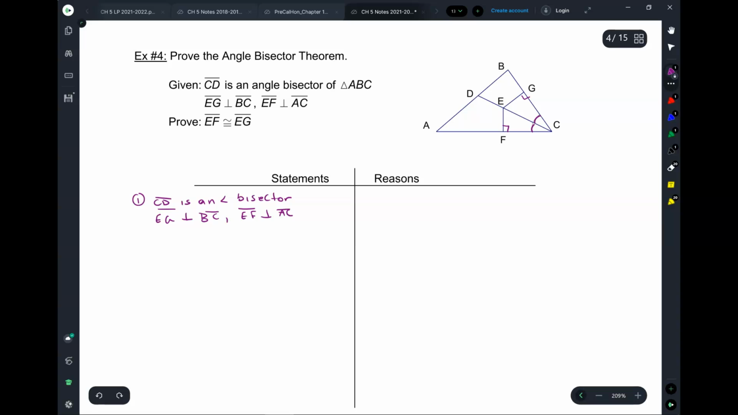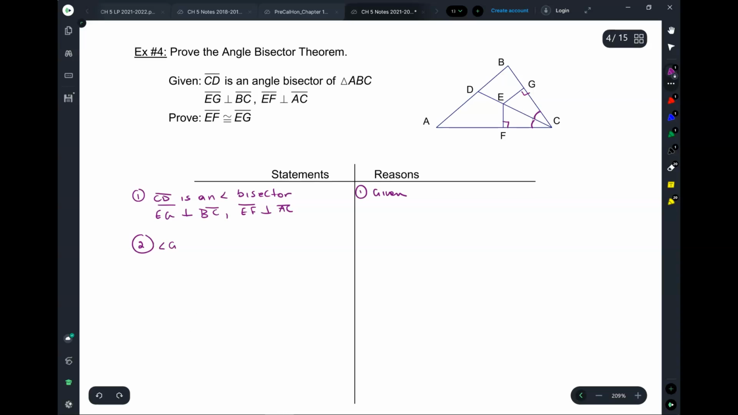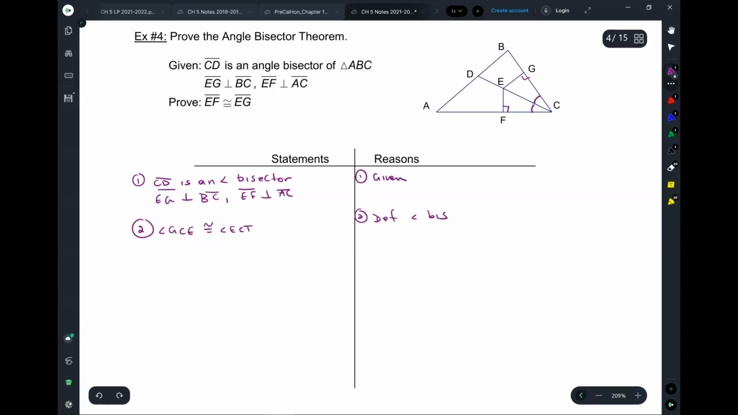Okay, and we're going to take a moment and mark all of this stuff on our diagram. All right, so we start with what we're given, right? I'm given CD is an angle bisector. That means those two angles here are congruent to each other. So angle GCE is congruent to angle ECF. Definition of angle bisector. Now, I'm told that these two sides are perpendicular, so I have to give my right angles now. So number 3: angle EGC and angle EFC are right angles. This is the definition of perpendicular lines.